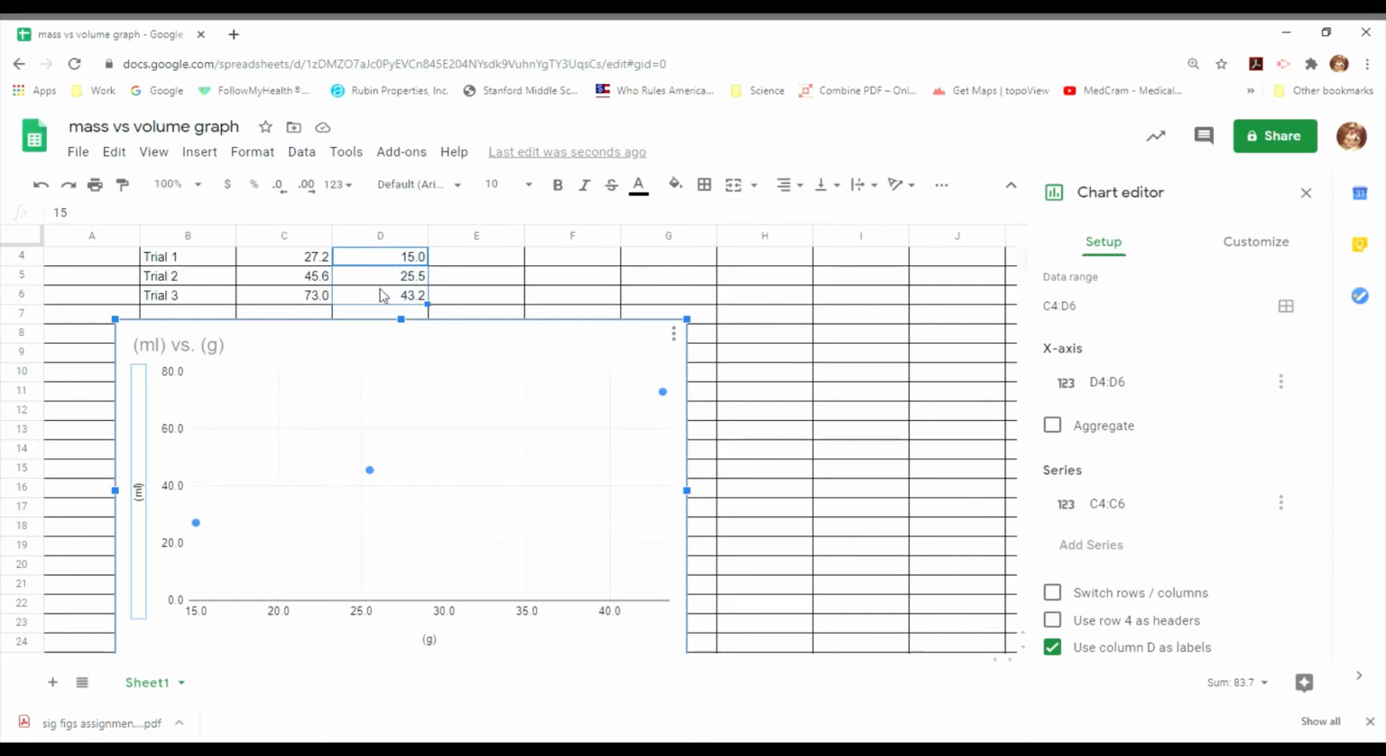Find out where the numbers that you want to go on the x-axis are, and that's where you put an x-axis. And find out where the numbers that you want the y-axis to go, that's where you put for series. Okay, and then you're done with the setup. Some of the basic setup. And so here is your line.